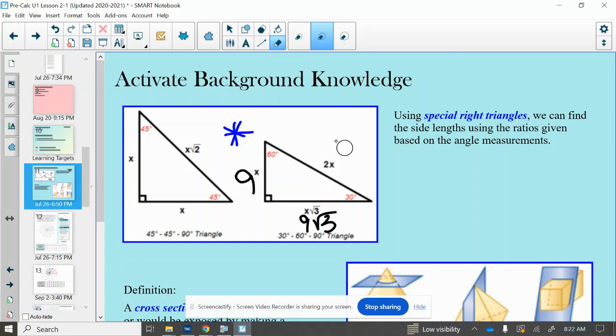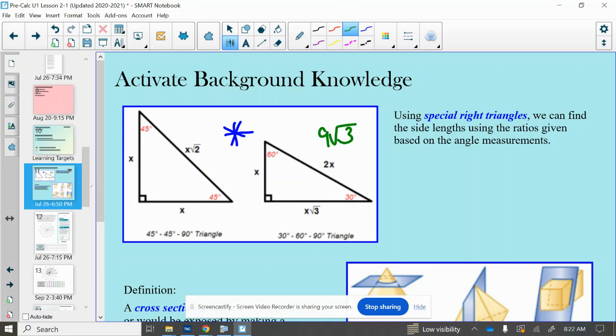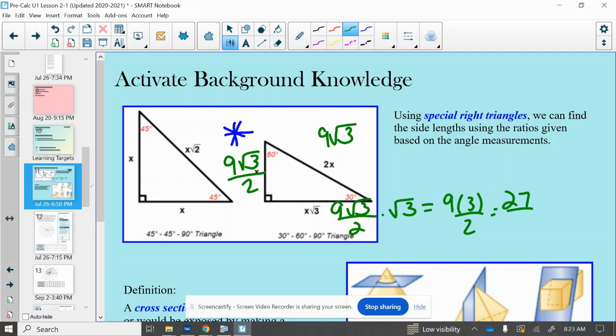All right, what happens though if your value for this hypotenuse, let's say this time it was 9 square root 3? Well, you still would divide it by 2 to get the value of your short leg. That still doesn't change. And you would still multiply it by the square root of 3 to get your longer leg, which in this case, square root of 3 times square root of 3 is just 3. And then we would make this 27 halves, right? So this is going back to some geometry knowledge.